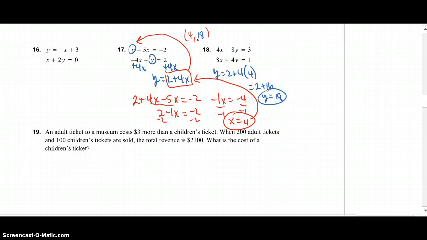I didn't mention this yet, but you can check your answer by plugging in the two numbers for x and y. So for the top equation, y is 18 minus 5 times 4 equals negative 2. That is correct, because 18 minus 20 is negative 2. I can also plug it into the bottom equation, negative 4 times x, which is now 4, plus 18 should equal 2. Let's just make sure negative 16 plus 18 does equal 2, so that is correct. It should work in both equations if it's the correct answer.